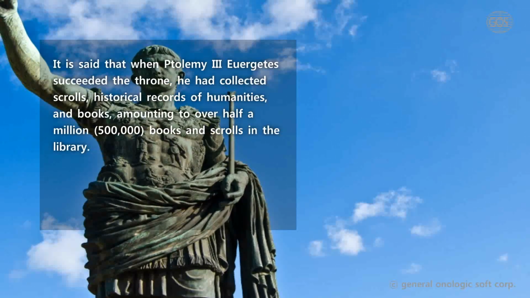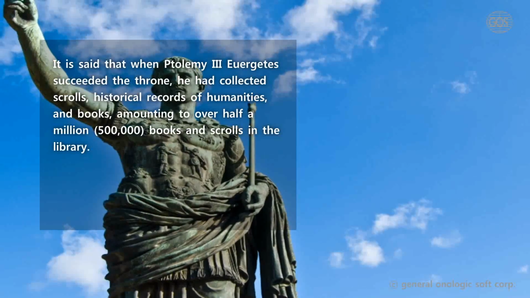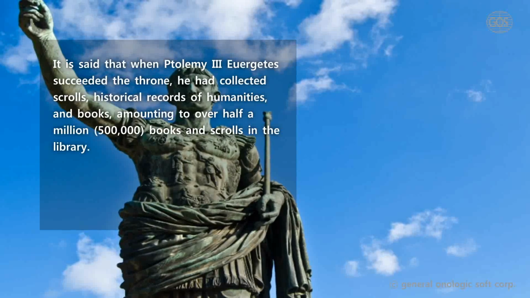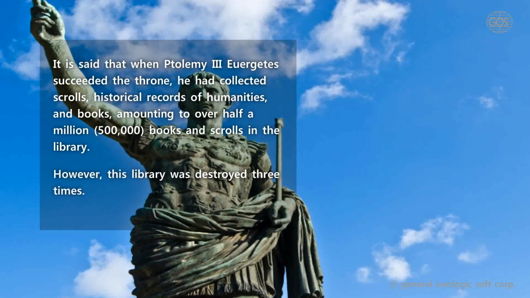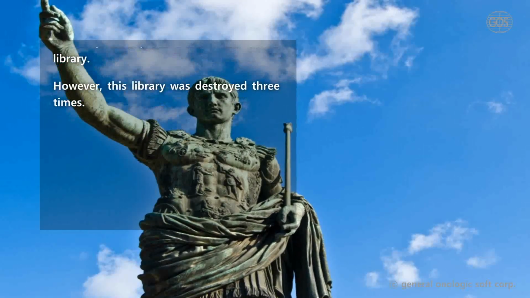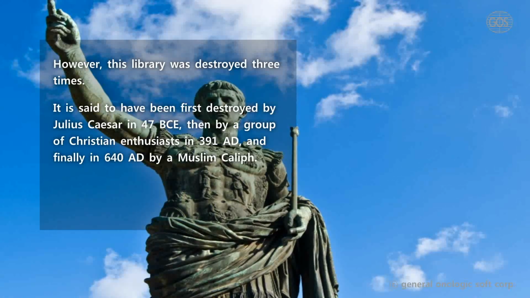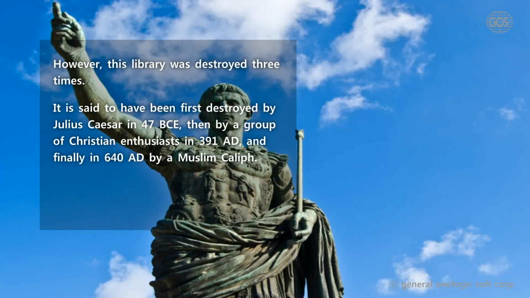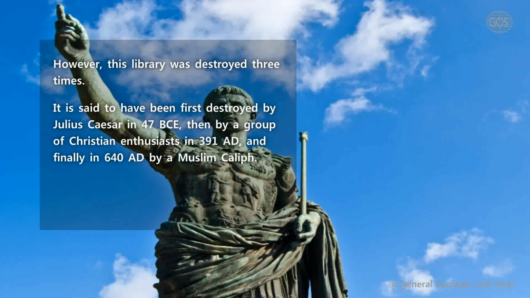It is said that when Ptolemy III Euergetes succeeded the throne, he had collected scrolls, historical records of humanities, and books, amounting to over 500,000 books and scrolls in the library. However, this library was destroyed 3 times. It is said to have been first destroyed by Julius Caesar in 47 BCE, then by a group of Christian enthusiasts in 391 AD, and finally in 640 AD by a Muslim caliph.